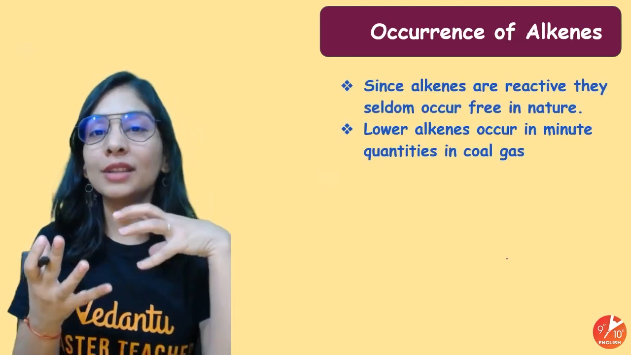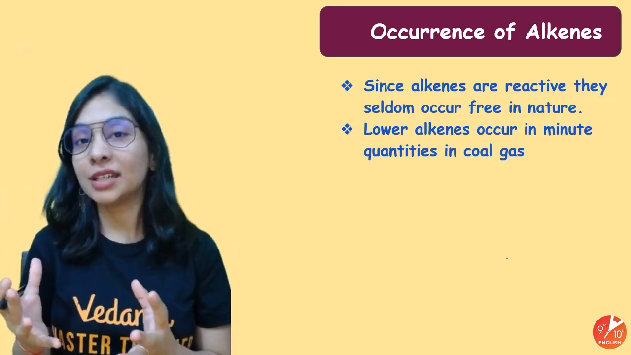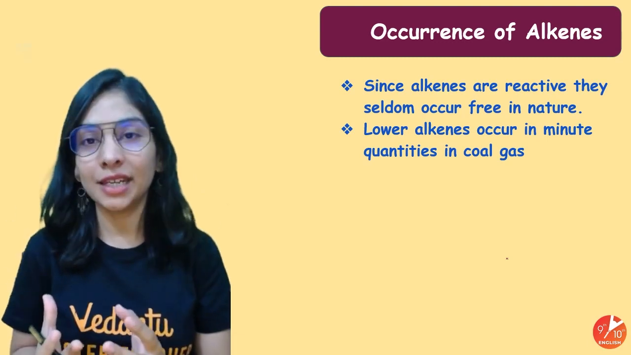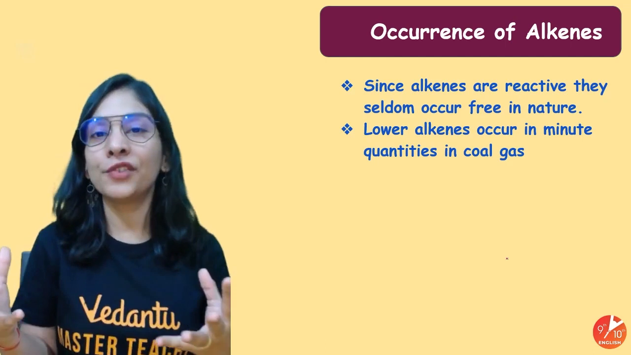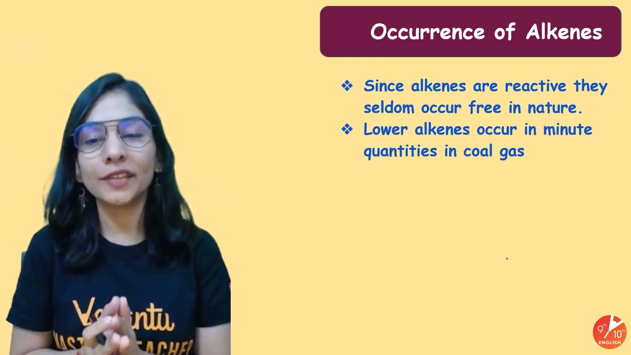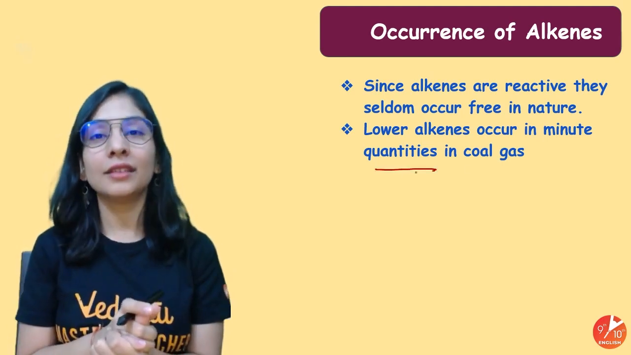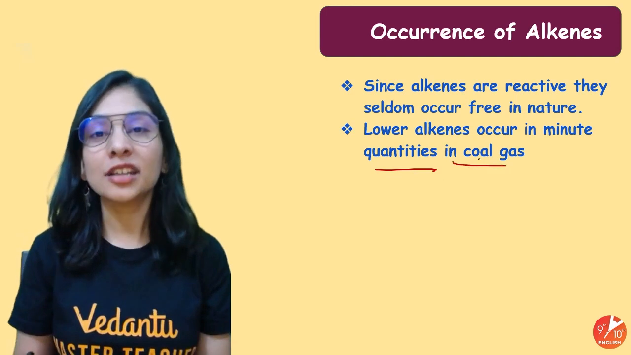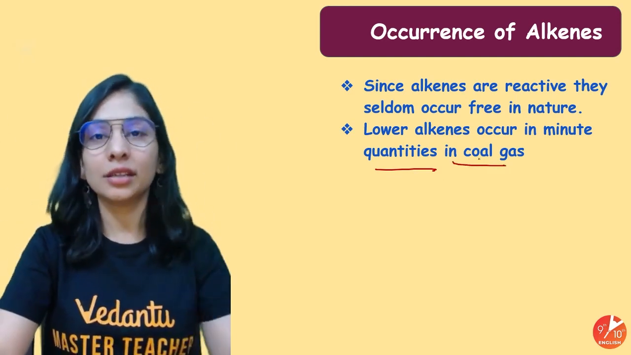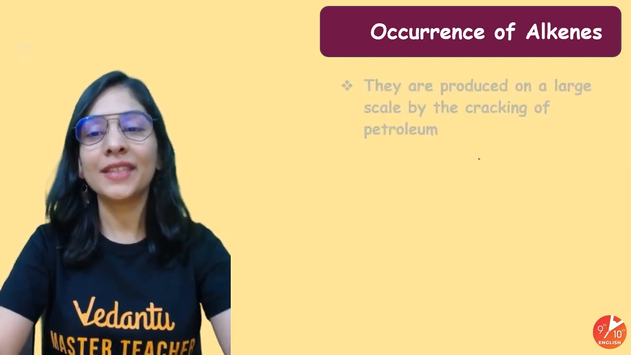Now if I compare alkene and alkyne, that means unsaturated hydrocarbons with the saturated one, these are very much reactive in nature. So they don't generally exist in the free form. They will be reacting with one or the other substance and will be there in some combined form. And please do remember lower alkenes, like ethene, propene, butene, are the compounds that are present in coal gas also. So do remember that coal gas is also having the same.